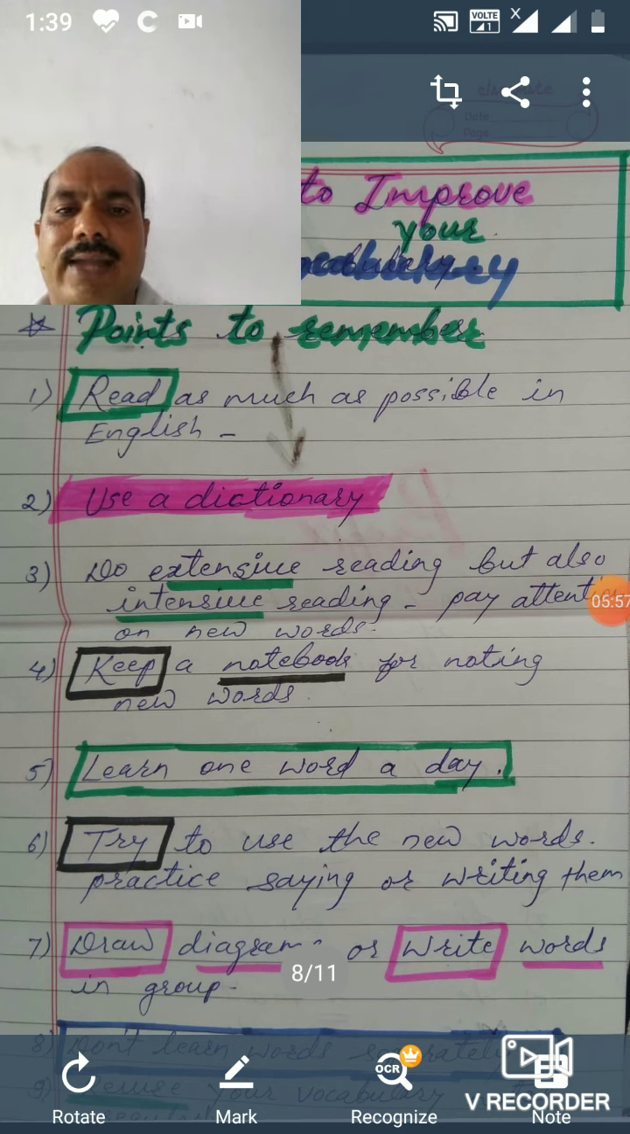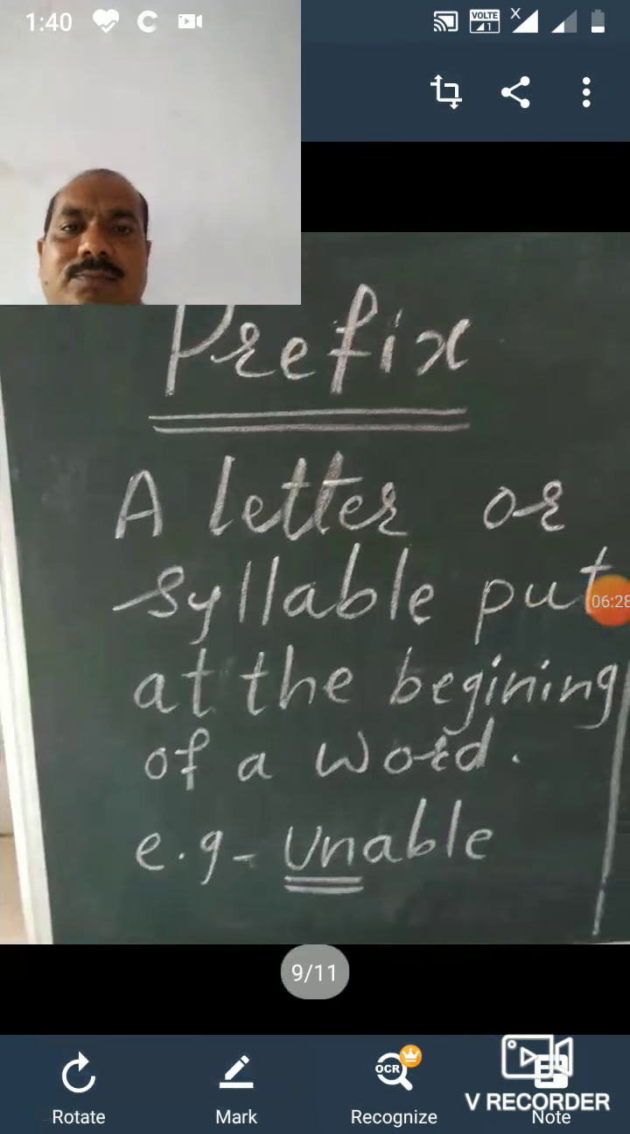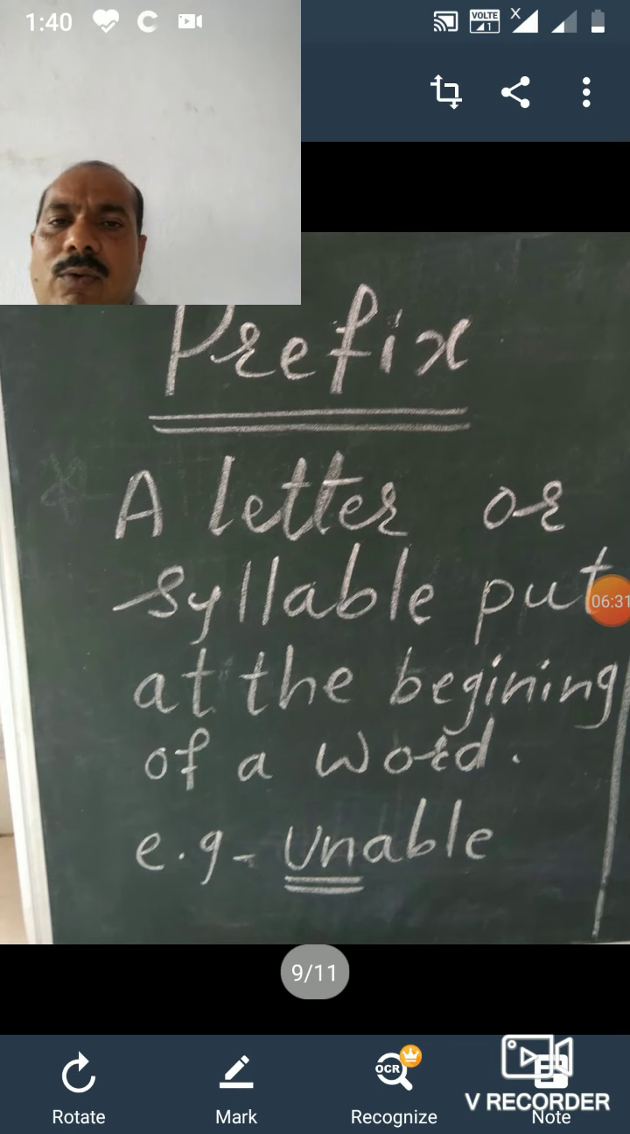Next, draw diagrams or write words in groups. For collecting vocabulary, we can use this method also. It means draw a diagram on the blackboard or write some new words on the board. So these are the common and short ways of increasing English vocabulary.